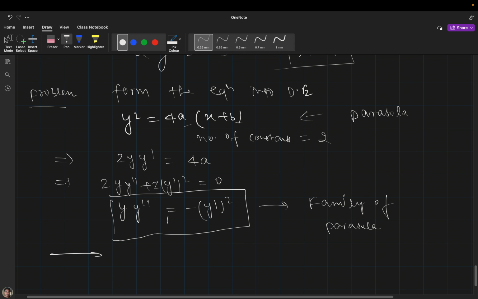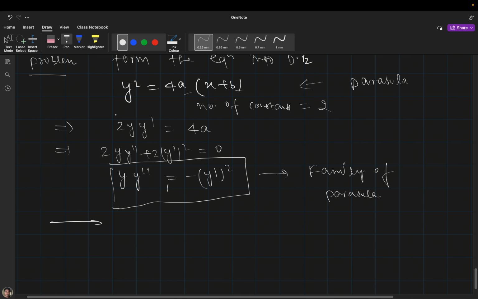Also, if dy by dx has a power, then can we call it linear? Here the y dash has a power, isn't it? So, in any equation, if y dash has a power, then can we call it non-linear? Yes, definitely.